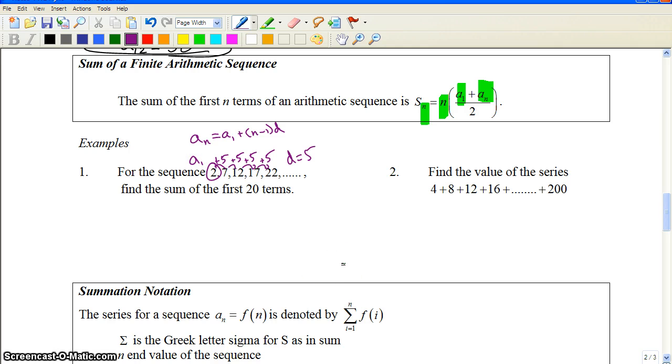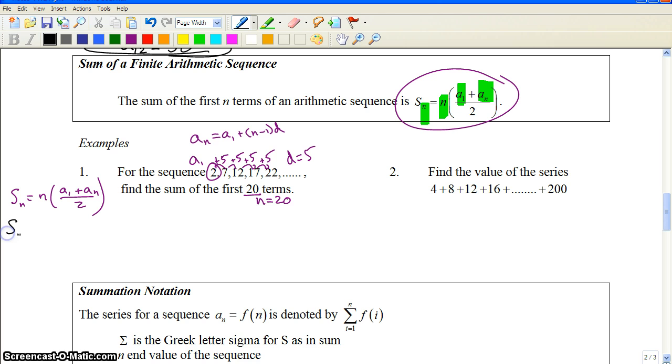Woohoo! We're getting closer. Find the sum of the first 20 terms. Oh, we know n is going to be 20. Woohoo! We want to find the sum of the first 20 terms. We know from that statement that this is true. That formula. So we know S sub n equals n times a sub 1 plus a sub n over 2. Now we know values for those variables, so let's do it.